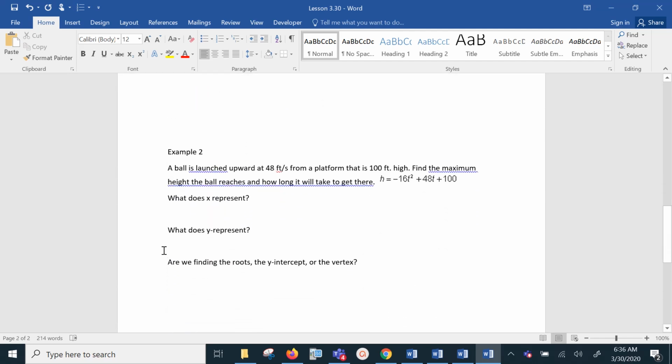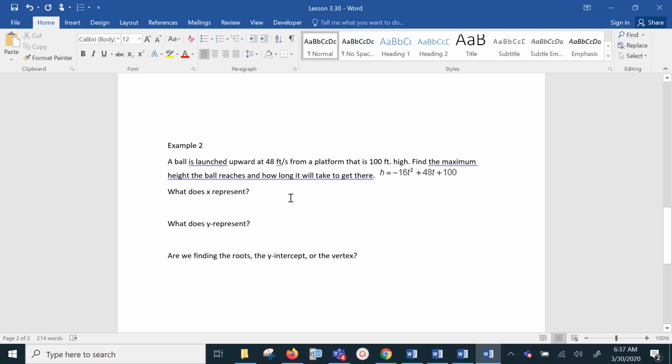A ball is launched upward at 48 feet per second from a platform that is 100 feet high. Find the maximum height the ball reaches and how long it will take to get there. Okay, so h is y, right? So h is the height of the ball in feet. And x is time in seconds, right? So they want to find the maximum height, right away we know that's the vertex. And how long it'll take to get there, which is the x value of the vertex. So this is a vertex problem, okay?